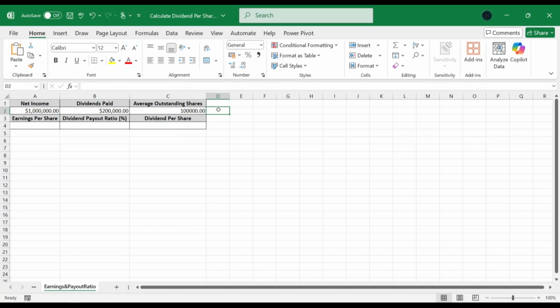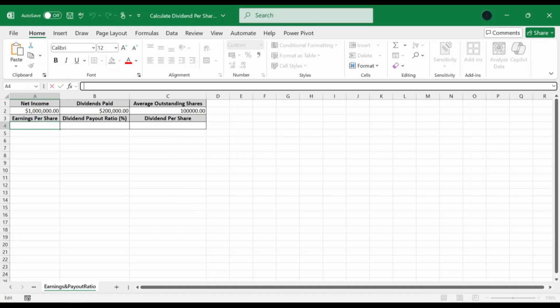In the third method, we will calculate DPS using the dividend payout ratio and earnings per share. Let's begin. First, to calculate earnings per share, select any empty cell, such as cell A4, and type this formula: equals, open bracket, net income, which is cell A2, minus dividends paid, which is cell B2, close the bracket, divided by the average outstanding shares, which is cell C2. This will give us the earnings per share, EPS, showing profit per share after dividends.